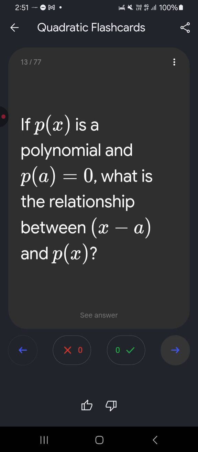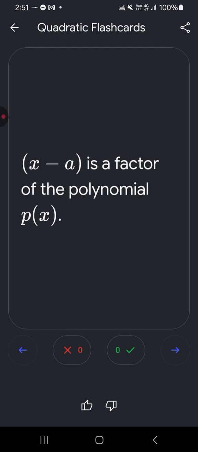If p of x is a polynomial and p of a is equal to 0, what is the relationship between x minus a and p of x? x minus a is a factor of the polynomial p of x.